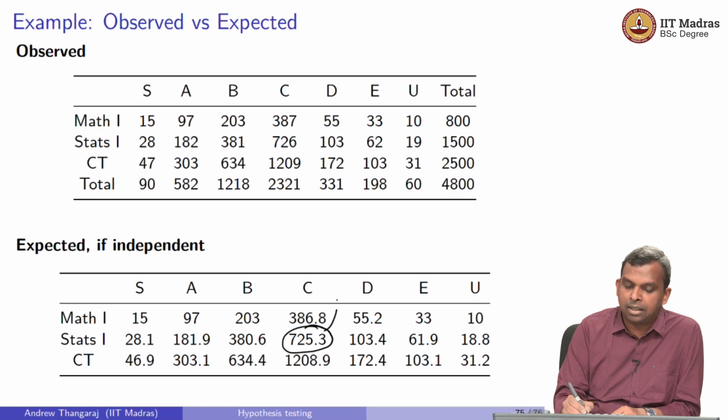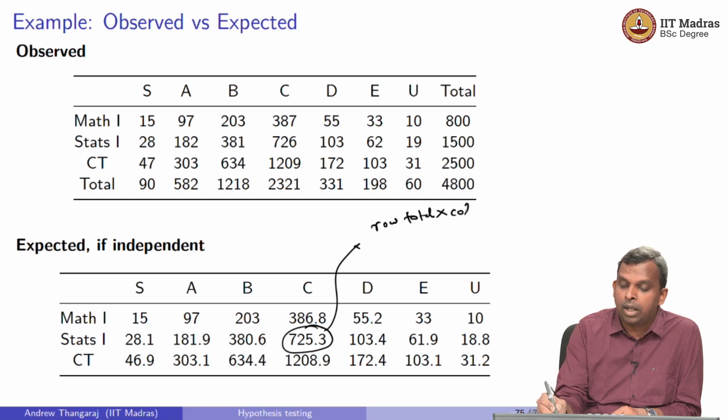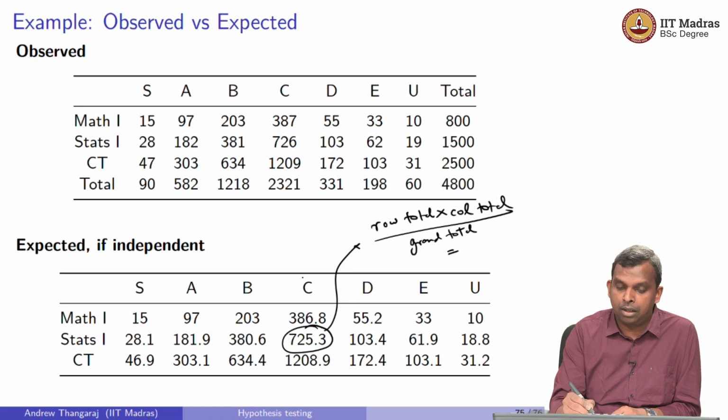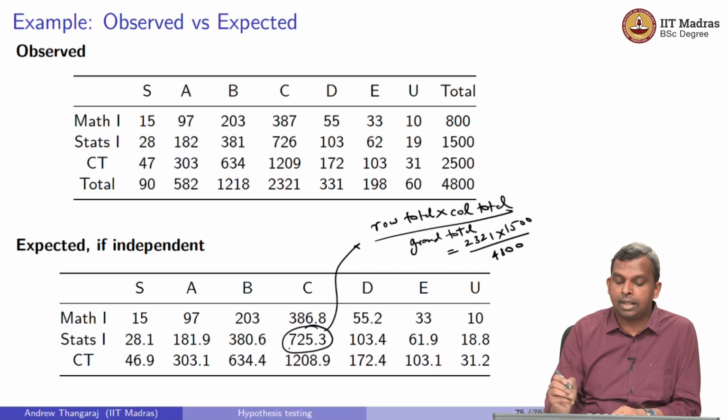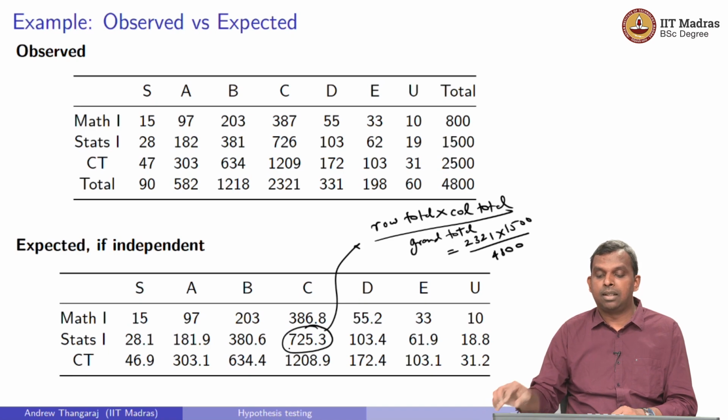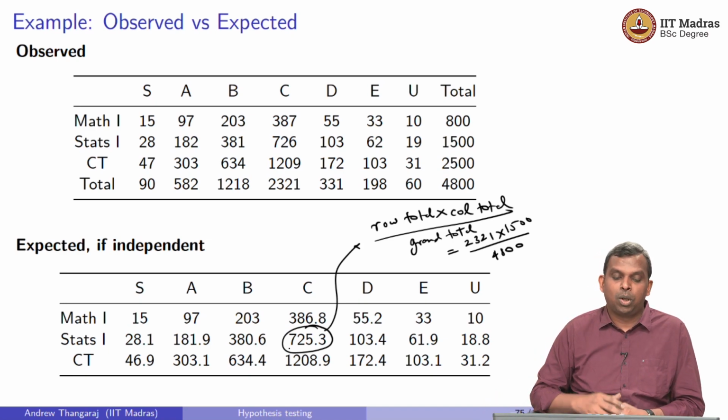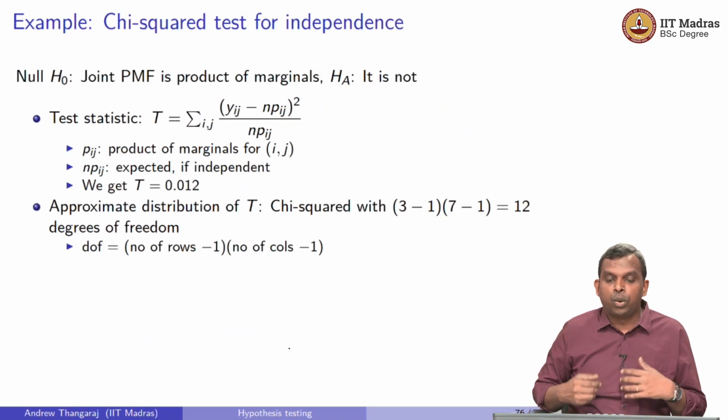So for instance, if you were to look at this number, this would be row total, if you are the one who likes formulae better than how they came from, divided by grand total. The row total for C is 2321, column total for C is 2321, row total for Stats 1 is 1500, grand total is 4800. If you did this, you will get 725.3. So that's how these numbers are obtained. You can do observed versus expected if independent in this fashion. Once you have observed versus expected, you can do a chi-square test.